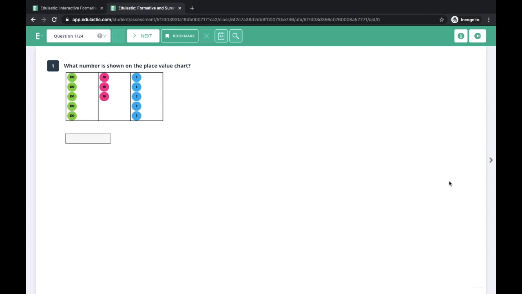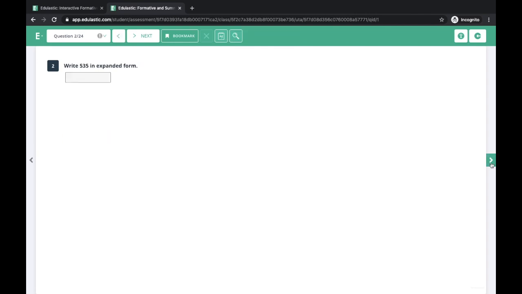Your first question says, what number is shown on the place value chart? All right, let's count our hundreds, our tens, and our ones. Count with me. 100, 200, 300, 400, 500, 510, 520, 530, 531, 532, 533, 534, 535. So in the box, we're going to type in 535. And then we can click this gray arrow to take us to our next question.